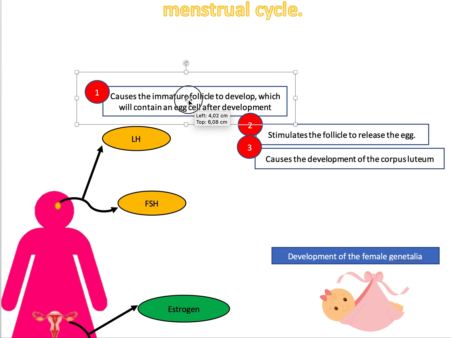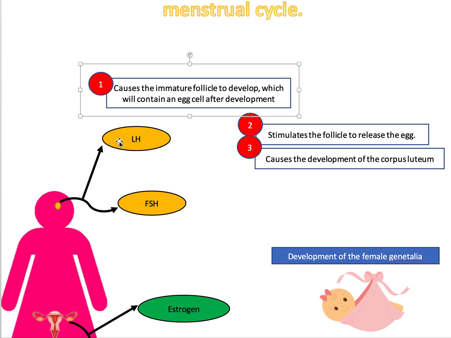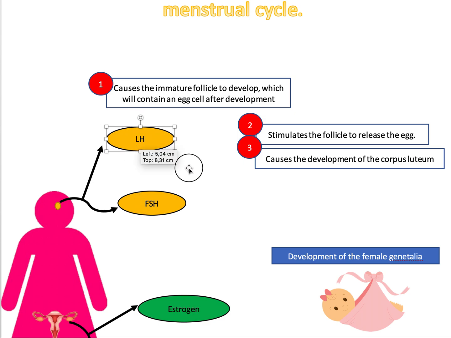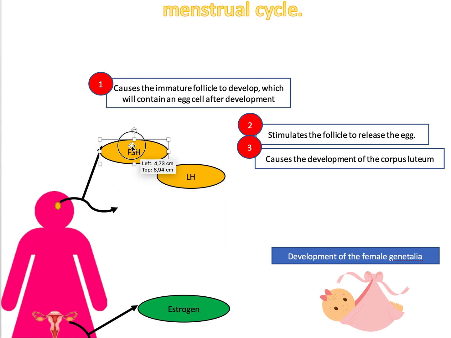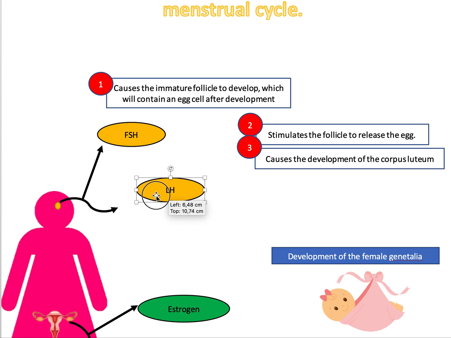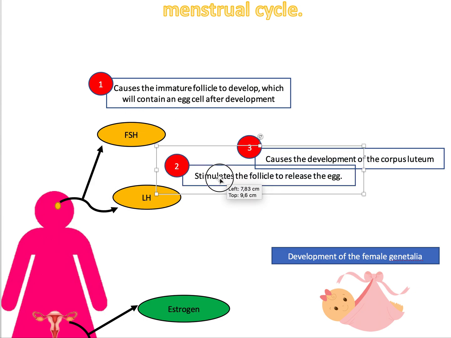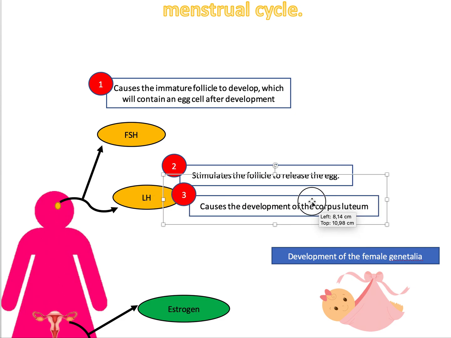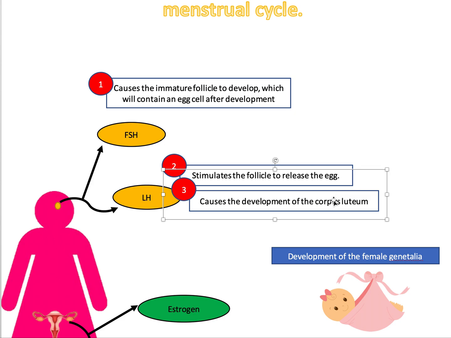So here, if you want to summarize this, LH causes the immature follicle to develop. No, I mean, this is not right. Swap them around, because one is FSH. So FSH causes the immature follicle to develop, and I encourage you to remember the name, the follicle stimulating hormone, so you can think it's something to do with the follicle. Now, LH has two functions. It stimulates the follicle to release the egg, like we just said, but it also causes the development of the corpus luteum. Don't worry too much about this word. In my next video, I will explain this in detail.